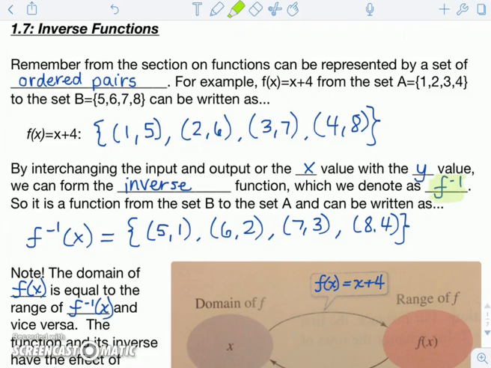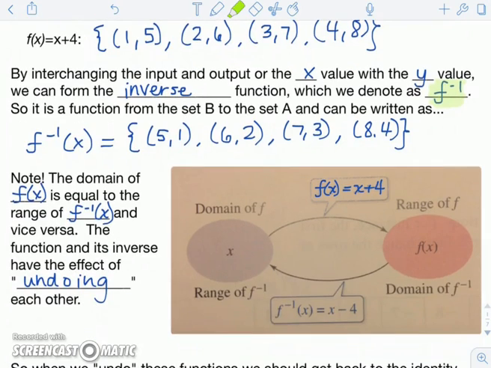So it's a function from the set B to A, notice I'm going a different direction, and I can write it as, I just flip-flop all the x's and y's. So from 1, 5, I went to 5, 1, 2, 6, I went to 6, 2. Okay, that's my inverse. I just flip-flop the x's and the y's. So if you think about what all the x's are called and what all the y's are called, the domain of the function is equal to the range of the inverse and vice versa.